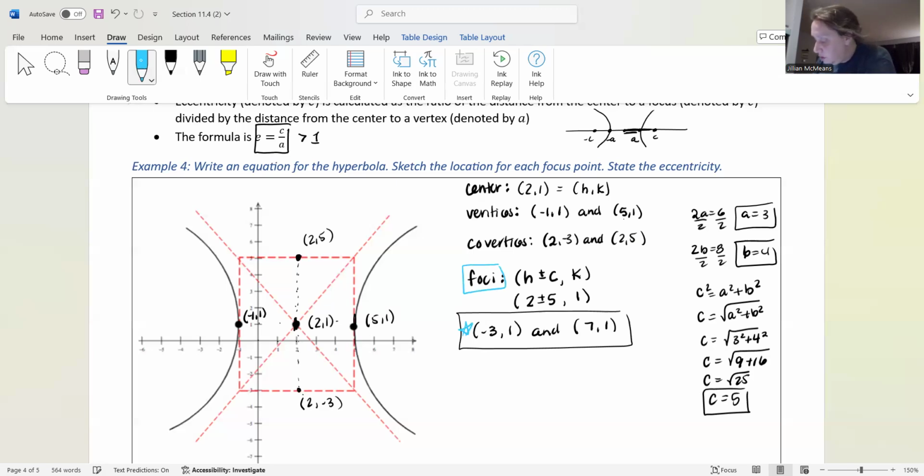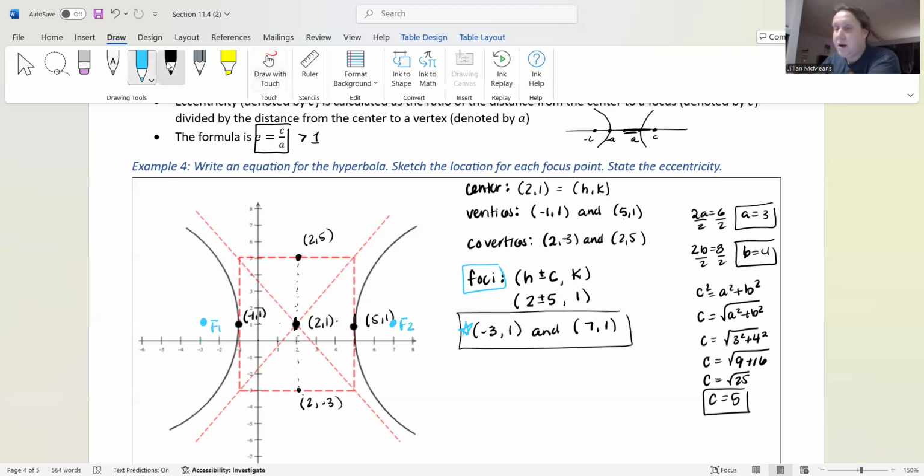So we're going to go from the origin. We go back 1, 2, 3, up 1. We'll call this just F1 for focus 1. And then from the origin, we're going to go to the right 7 and then up 1, and we'll call that F2. So we have plotted the 2 focus points.